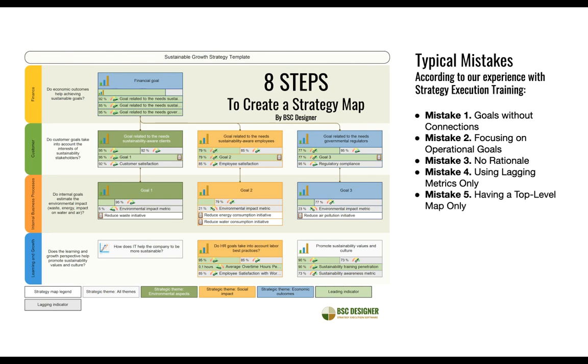Mistake 5, having a top level map only. I mentioned this before. If you have a strategy map that works well for top managers, most likely it won't make a lot of sense for other departments. So you need to involve other teams in the discussion around strategy. You need to create local versions of strategy maps that should support the high level strategy map.